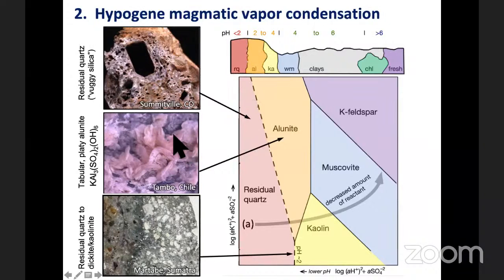And this alunite here, again, a hydrated potassium aluminum sulfate, is commonly platy, tabular, and looks like barite. It will be different to other alunite forms in other environments. This photograph here, for example, shows a direct transition between residual quartz and kaolinite-dickite. There is no alunite here, or a very, very small amount of alunite. So we are looking at this transition here.